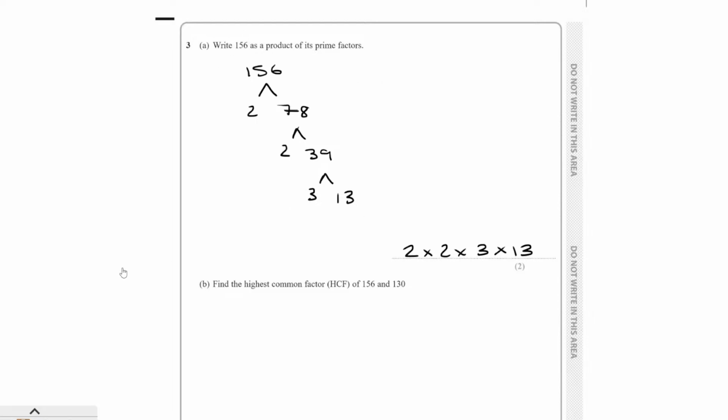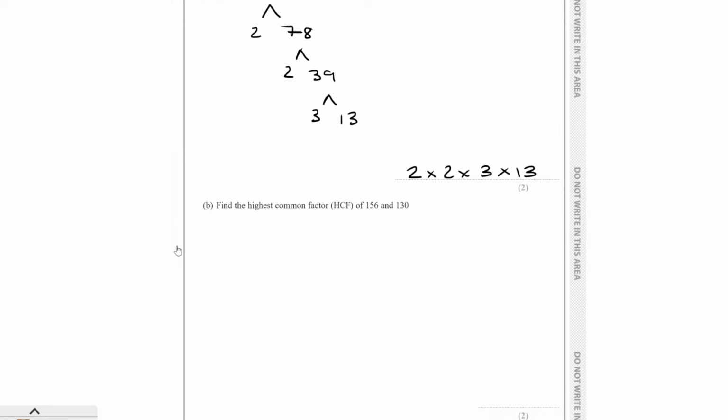Now there is a part B that relates, I think, to this part A. Find the highest common factor of 156 and 130. So we need the product of prime factors for 156, which we've got. And we also need 130, so I'm going to quickly do that. Another tree for 130. This one, I'm just going to start with 2. That should be 65. Now it's odd, so you can see that 5 obviously goes into that. And that actually goes in 13 times. So if I mark my list next to this one, for 130, we've got 2 times 5 times 13.